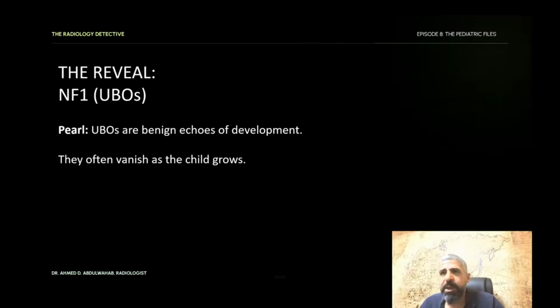So the reveal for this case: the answer is, of course, neurofibromatosis type 1. These are unidentified bright objects, the white spots. They are benign echoes of development. They often vanish as the child grows. Don't biopsy them and don't panic. Just follow them. Just follow the brain. Okay? They are called unidentified bright objects.